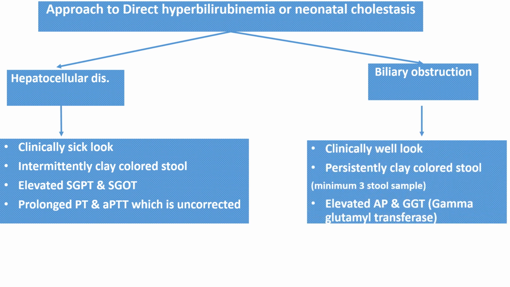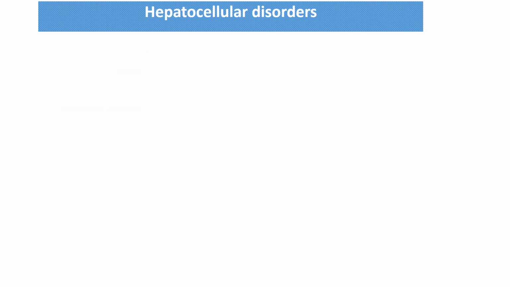While in biliary obstruction, clinically the child is looking well, having persistently clay colored stool. For this, you have to examine at least a minimum of 3 stool samples continuously, and in this you have to examine the core area of the stool, which will be white or clay in color. And in this, elevated alkaline phosphatase and GGT levels will be there.